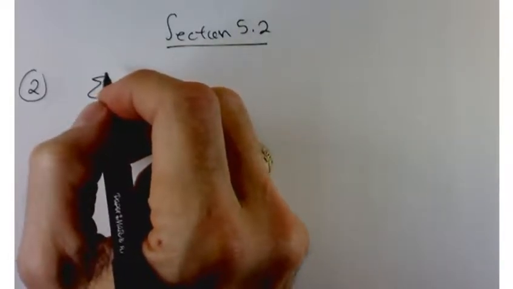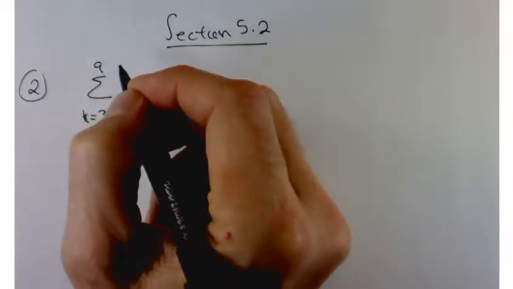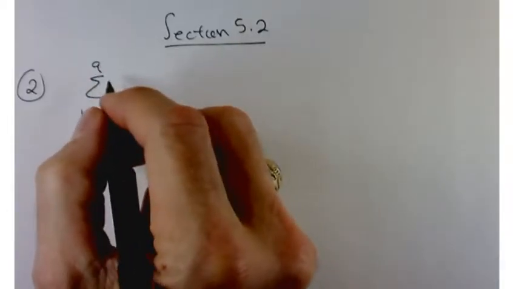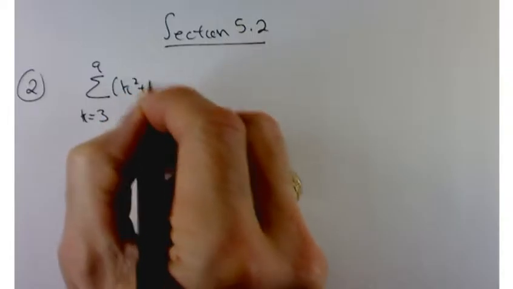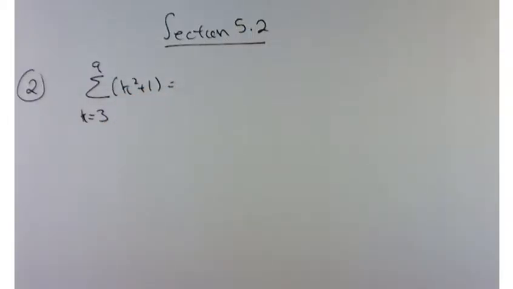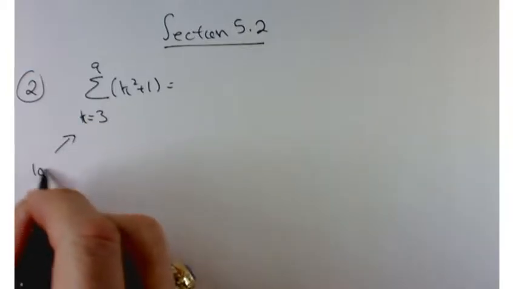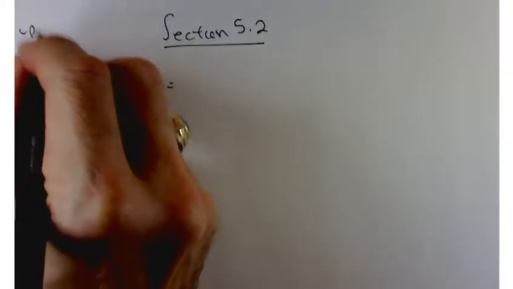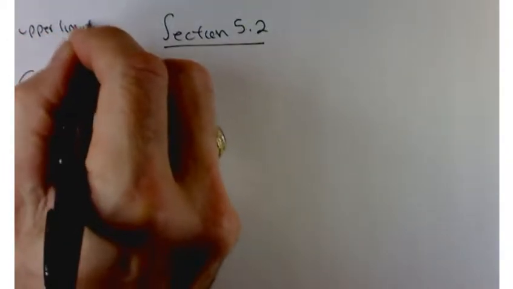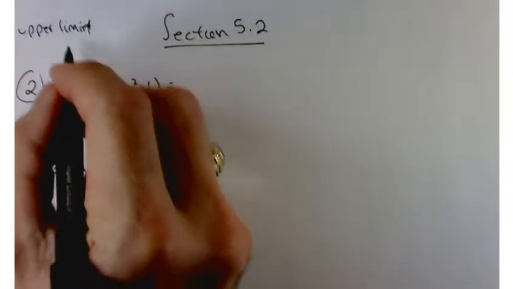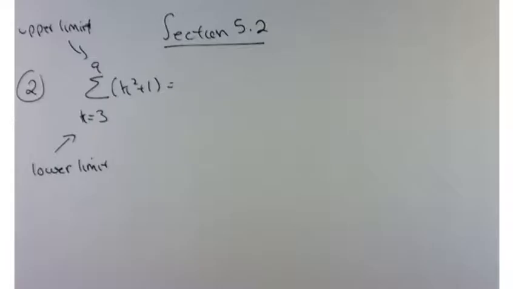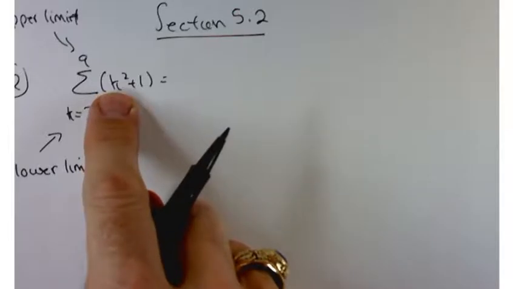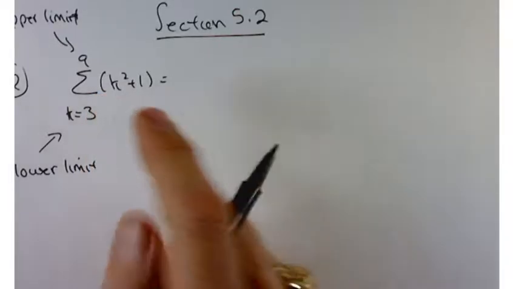So this is going to be the sum from 3 to 9 of k squared plus 1. This is what's called your lower limit, and this is your upper limit. For each integer value of k between the lower and upper limit, you're going to substitute those numbers into this expression, called your summand, and then evaluate it.